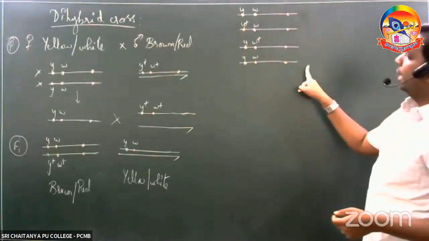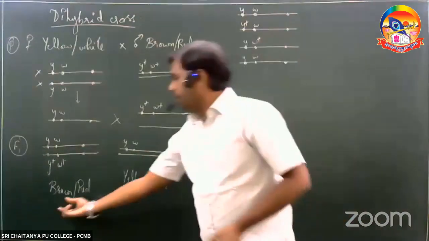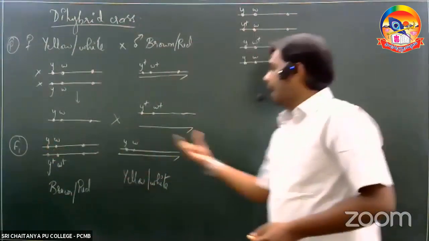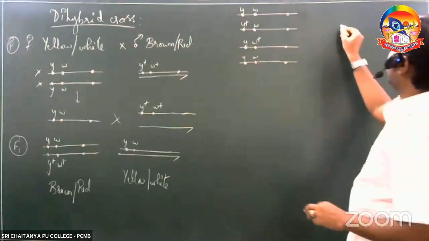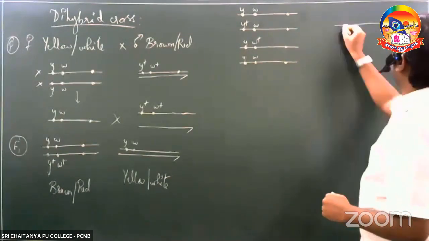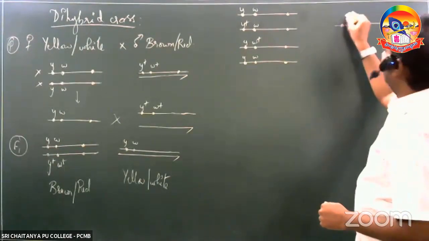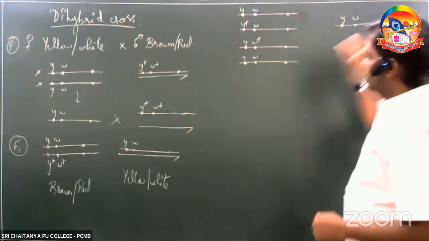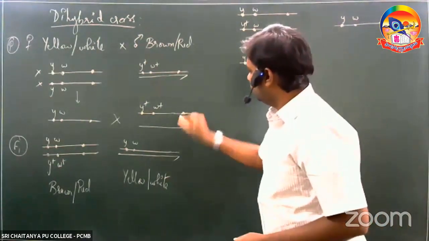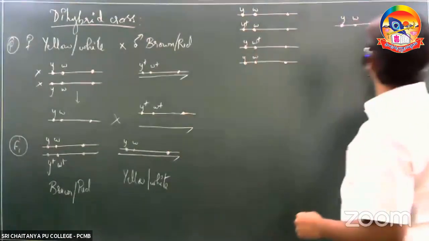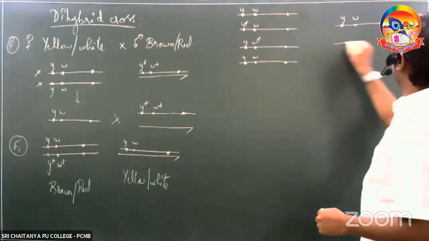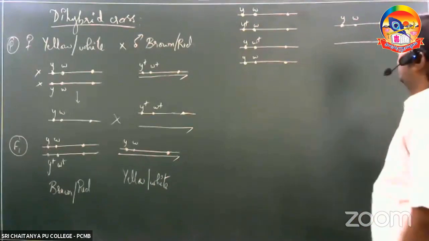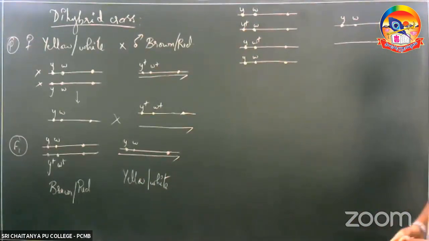Now these are the 4 gametes obtained from the brown bodied red-eyed female, and in the case of males 2 different types of gametes are obtained. One is the X chromosome containing male gamete, so it would be YW here, and the other one would be the Y chromosome containing male gamete. Now these are the gametes of the F1 generation.